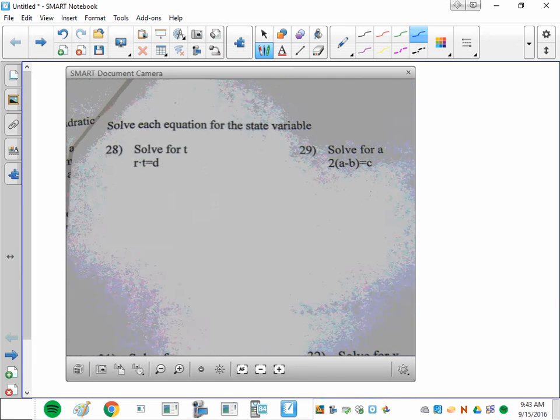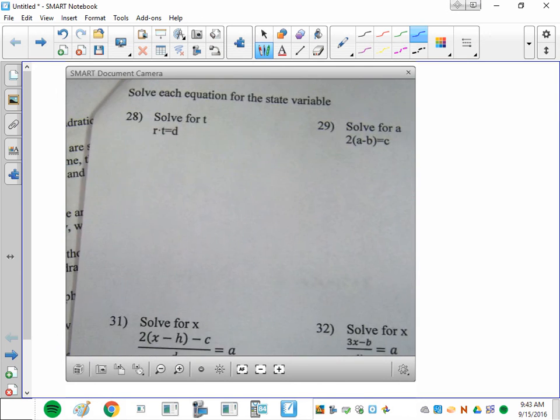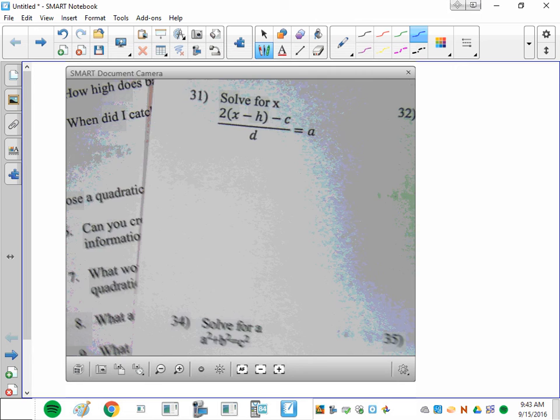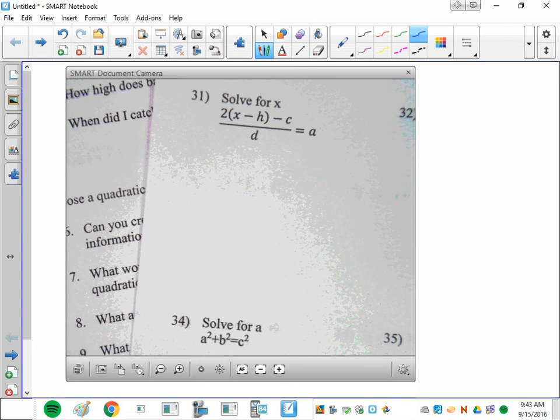And lastly, let's do 31. What should I move first? Is it C or D? Well, let's go through the order of operations. Subtract H would be first. Multiply by 2 would be second. What would be third? C would be before the D, so this would be 3 and this would be 4.